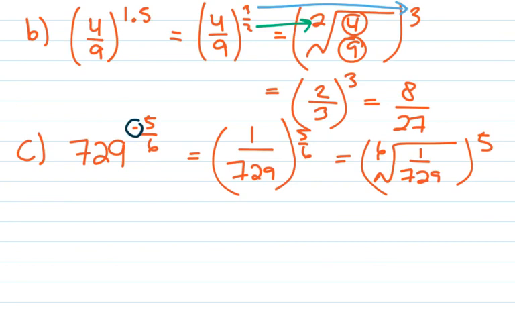So the 6th root of 1 would still be 1, so it's going to be 1 over something. The 6th root of 729, if you can't think of it, use your calculator again. So the 6th root of 729 is equal to 3, and then all of that to the power of 5 is equal to 1/243. All right, D.